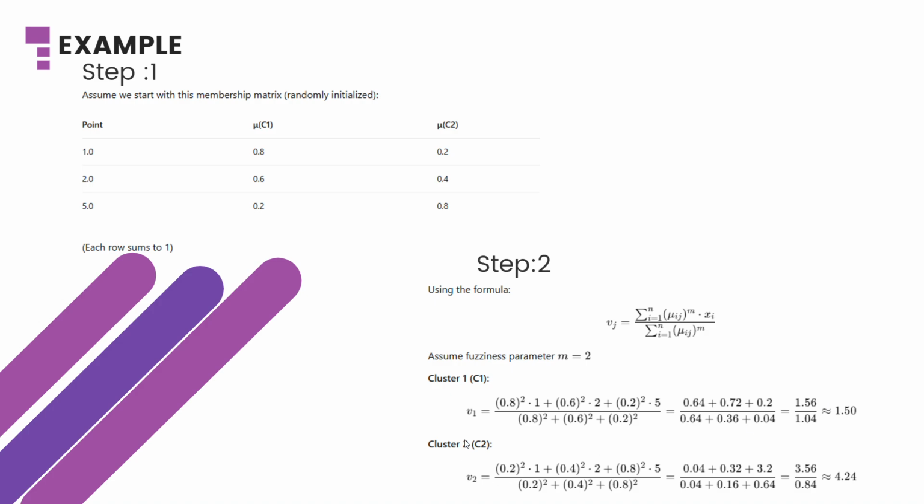Similarly, we find the cluster C2: 0.2 squared times 1, 0.4 squared times 2, 0.8 squared times 5, divided by 0.2 squared plus 0.4 squared plus 0.8 squared. The value of C2 we get is approximately 4.24.